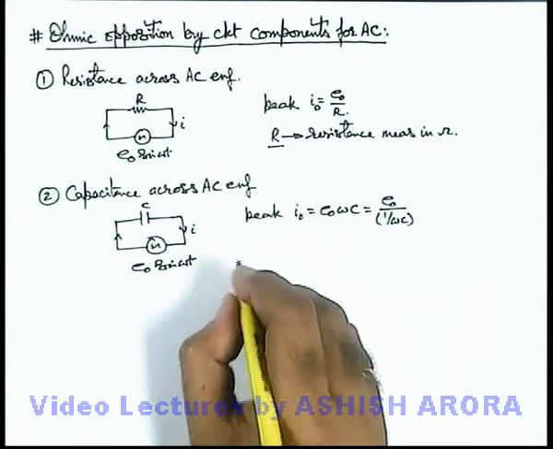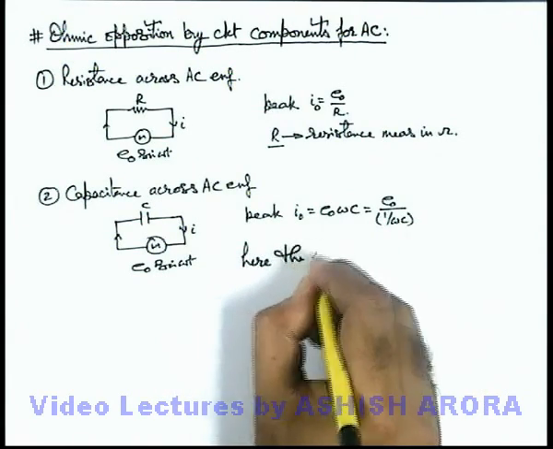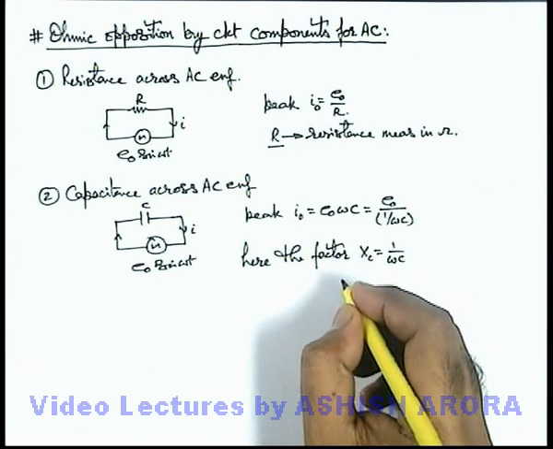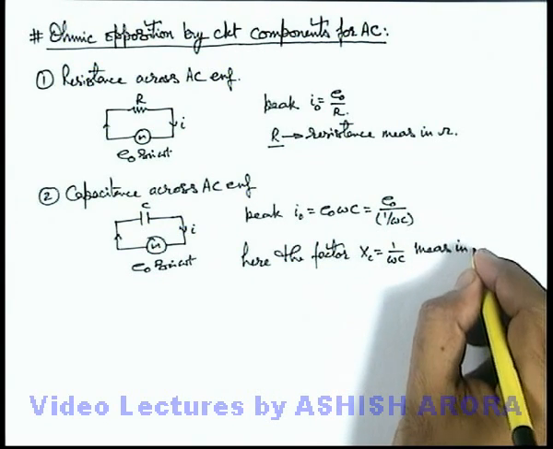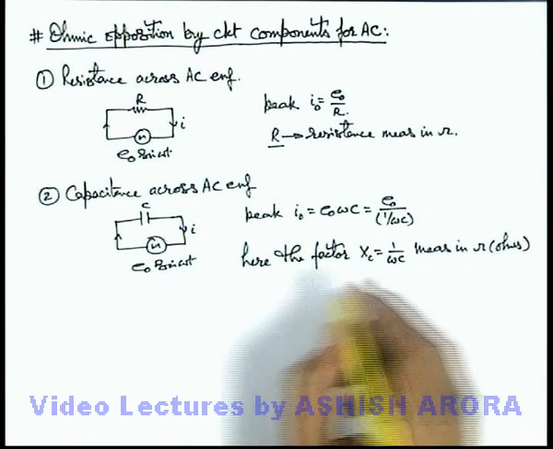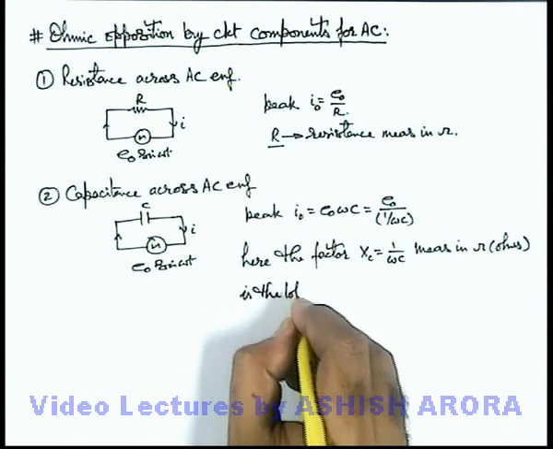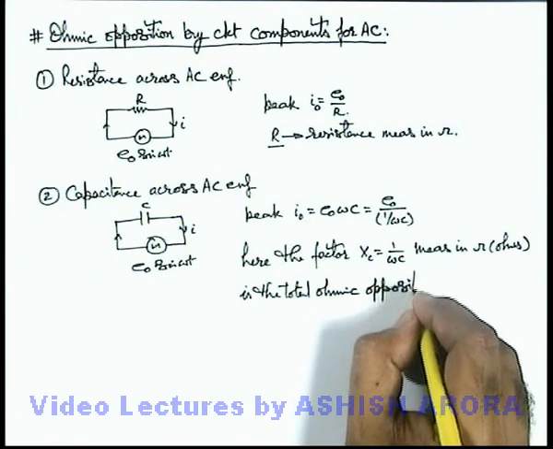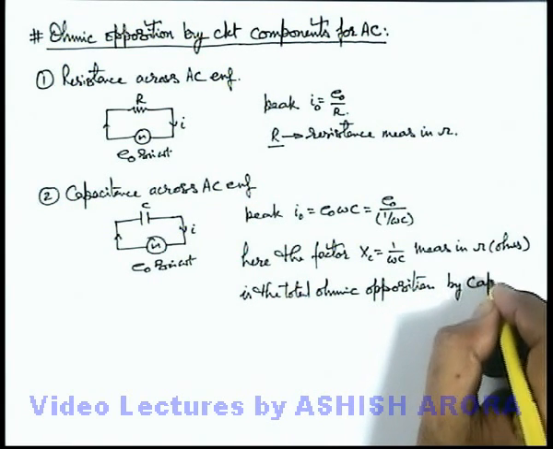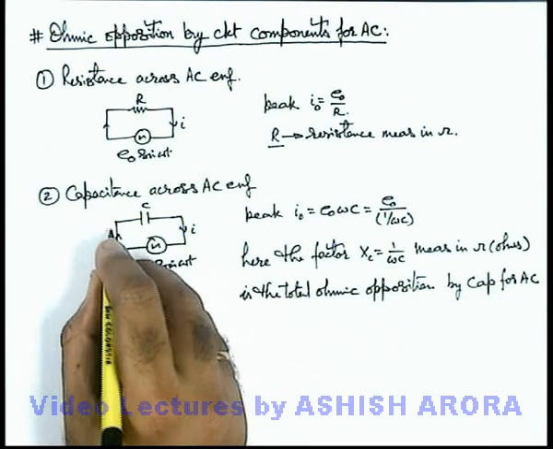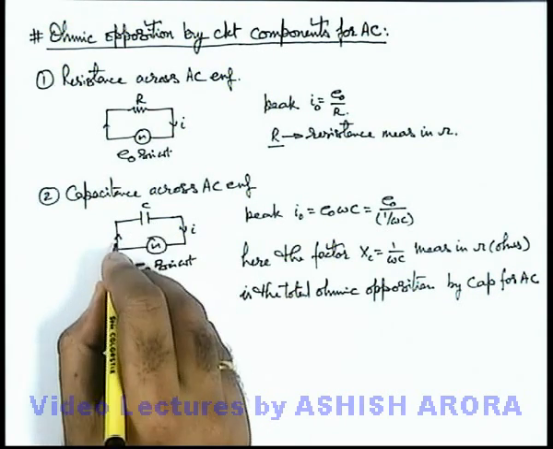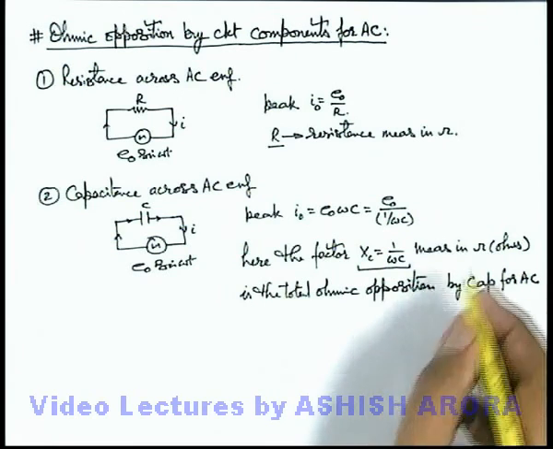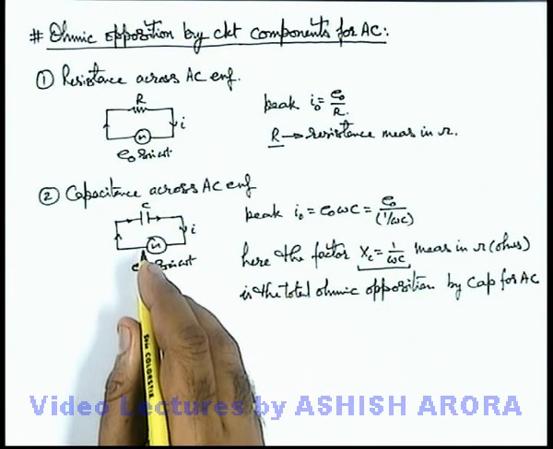So in this situation we can write that this factor, denoted by XC, which is written as 1 by omega C and is also measured in ohms, is the total ohmic opposition by the capacitor for alternating current. Here in the circuit, when the current flows, this capacitor is connected in its path, and this capacitor offers 1 by omega C ohms of ohmic opposition in the path of this alternating current.